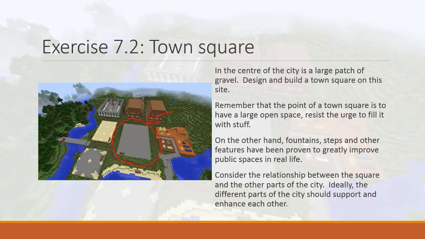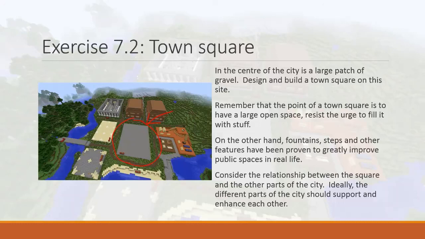So if you fill the town square with a lot of stuff, like just put fountains and trees and everything everywhere, then it's not really a square anymore. On the other hand, fountains, steps, and other features have been proven to greatly improve public spaces in real life. So some fountains and some trees and sometimes a staircase can really improve things. But you have to figure out a balance between making it not just a boring piece of gravel and not completely filling it in with stuff so it takes up all the space, right?